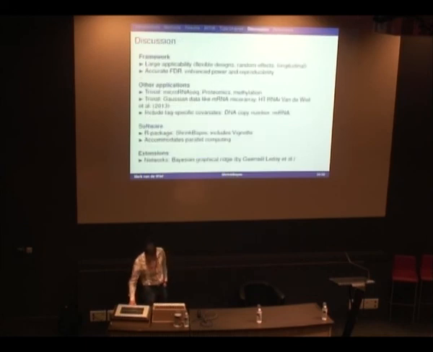There is software on my website called ShrinkBayes. It has a vignette, so it has a lot of manual material there. It allows parallel computing. And we're trying to extend this also to the network setting. My student is working on that, and he has got some very nice results where you can also use these shrinkage principles to get better estimates of networks.